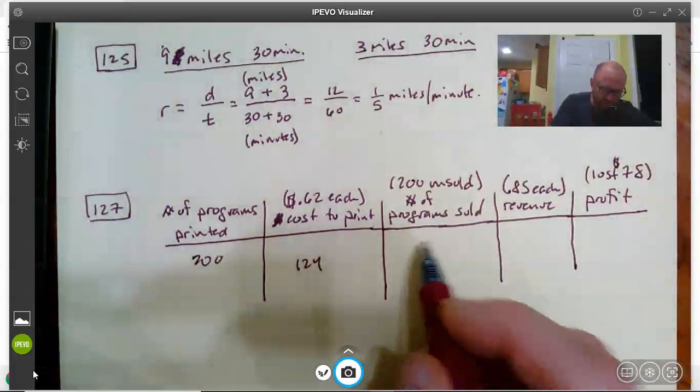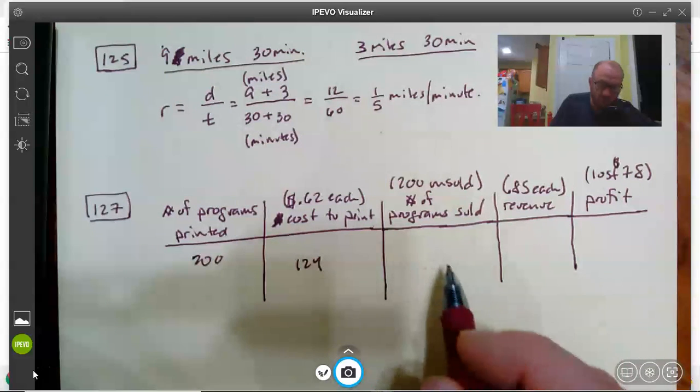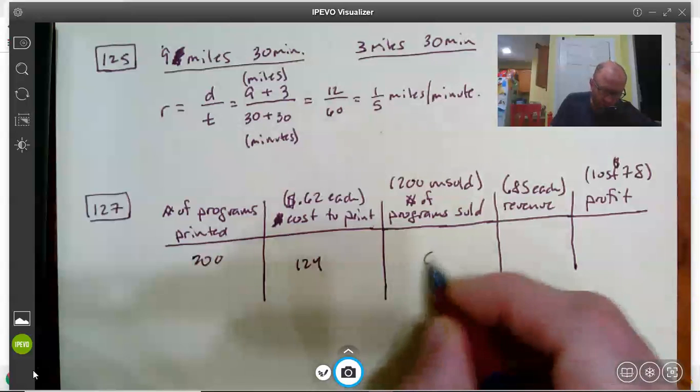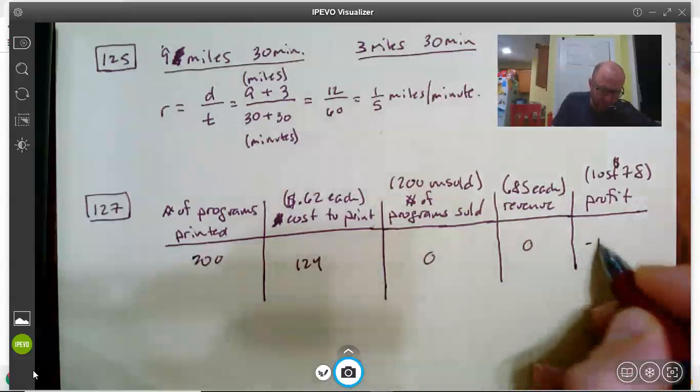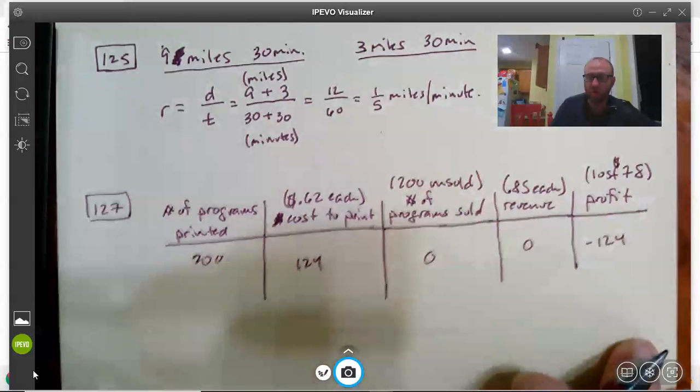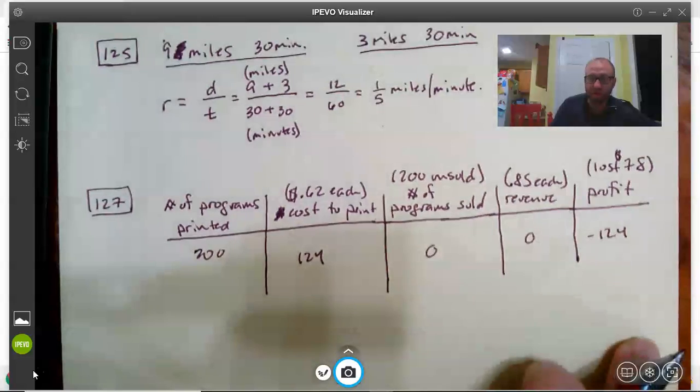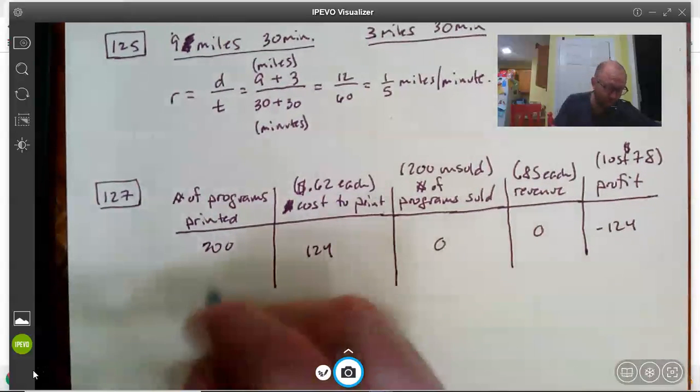See, if he had 200 unsold programs, he sold 0. So he brought in 0 money. And that would mean he'd be down $124, but that's not what happened. He was only down 78, so he must have sold some programs. Let's try 300.